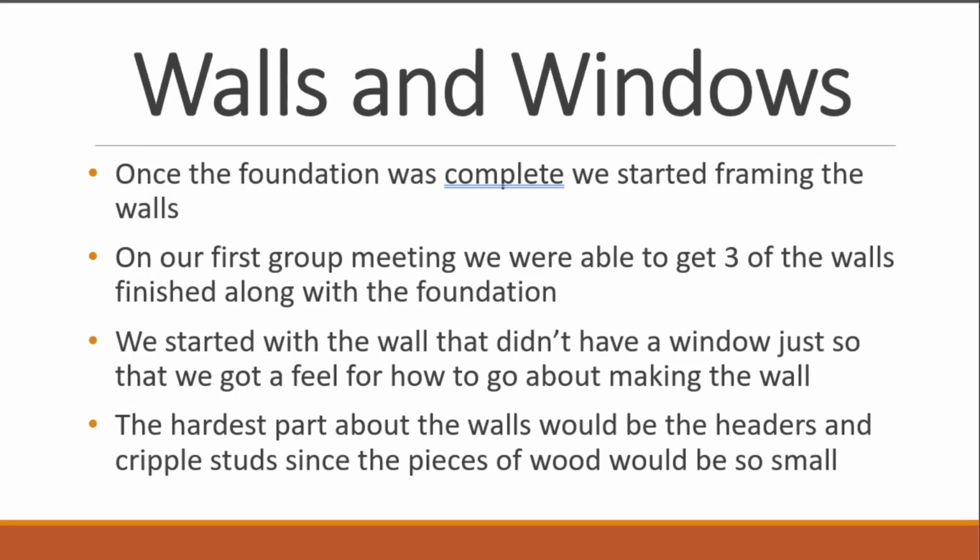Then when we went to the walls and windows, we first started with the easiest wall, the wall that didn't have any windows, just to get a feel for how to build the walls. After that, we went with the wall that had the regular size window. And for the first meeting, we finished with building the wall that had the full length window. The hardest part about the walls would definitely be the headers and the cripple studs, since the pieces of wood would be so small and fragile.